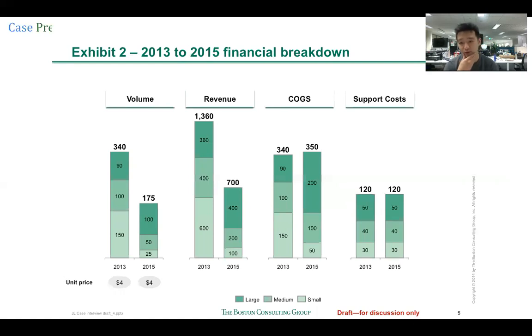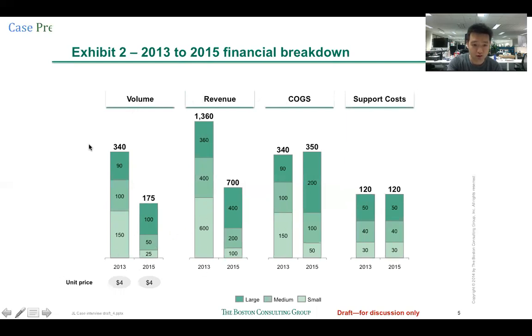You say, okay, have a look. And in this time that I'm thinking, I would be analyzing the information given to me. So I'll be looking at the title, right? Exhibit 2, 2013 to 2015 financial breakdown. Okay, cool. So there's some time series data here between two different years. Interesting. And then more titles: volume, revenue, COGS, and support costs. Oh, interesting. These are all the elements of profit, basically, right? And then finally, what's being shown here: years and quantum.